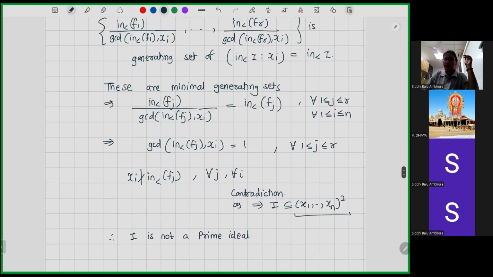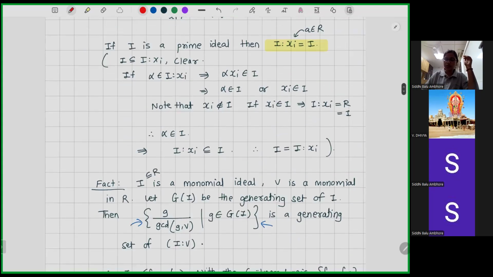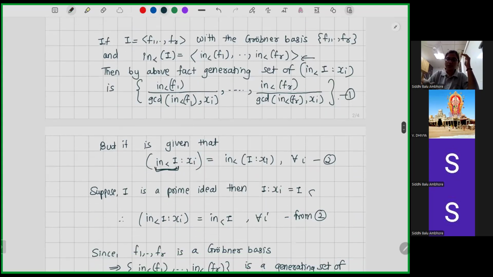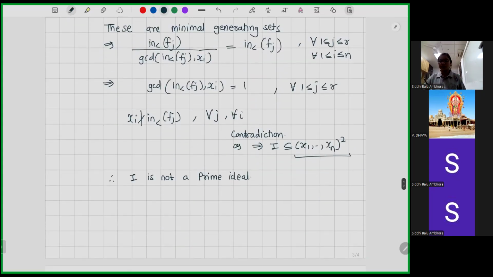So this is a contradiction, and this statement here is actually false. Because we arrived at the conclusion that no variable xi divides the initial term of Fj, but this Fj is in the ideal generated by the variables squared, and the Gröbner basis must have degree at least 2 in that case. So that's why this I is not a prime ideal. Any doubts here?